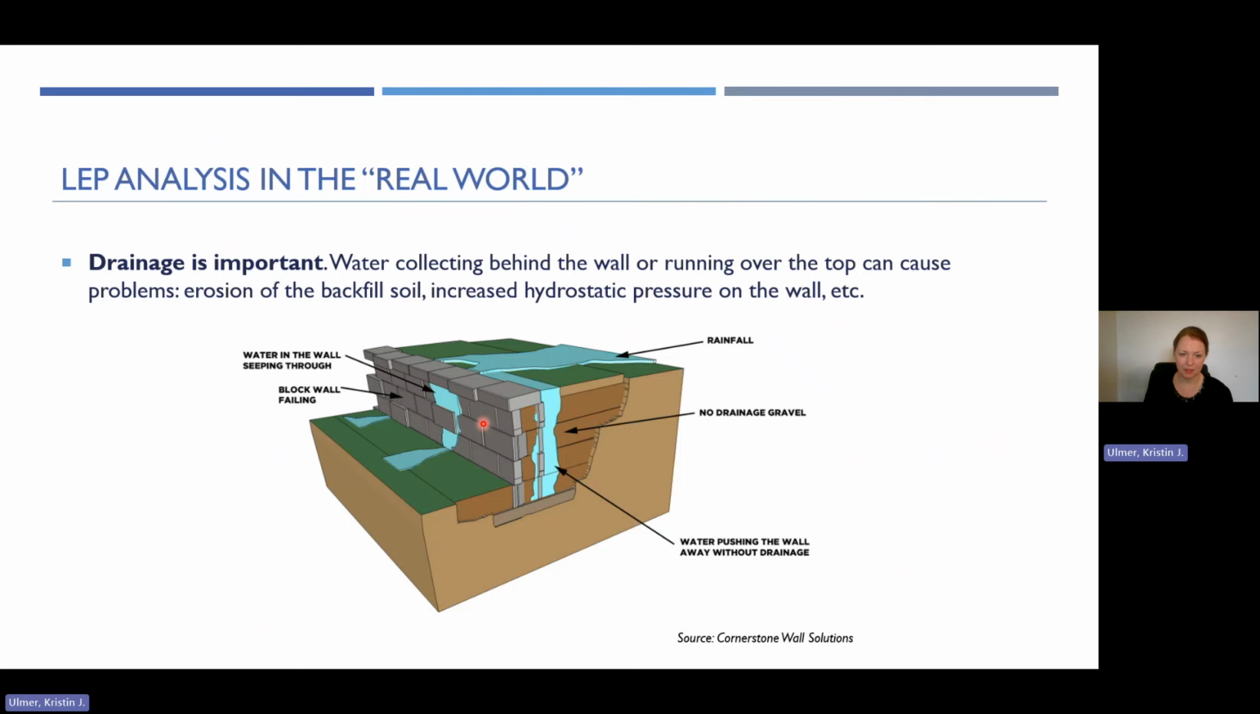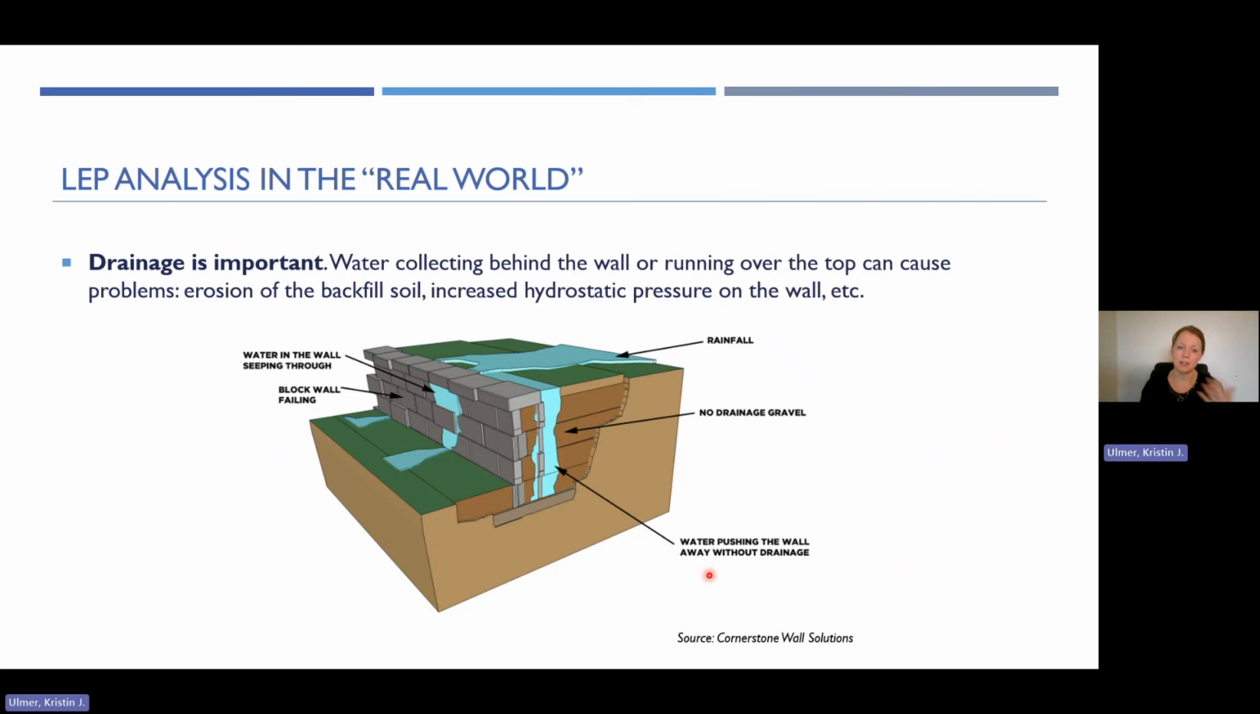As you can see in this particular illustration, you can have water seeping through the wall. Maybe you've seen that before on a wall that wasn't designed to accommodate the runoff that it's experiencing. And here you can see all this water accumulating back here in the backfill. And here it says that you're getting water pushing the wall away, right? Because you're not having sufficient drainage here.